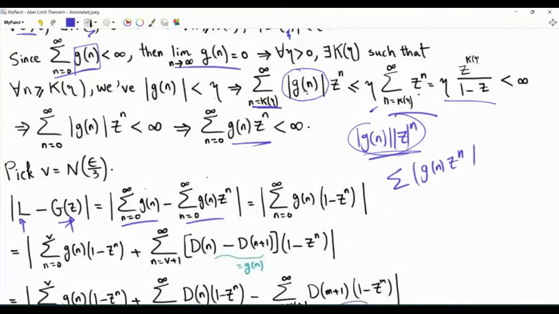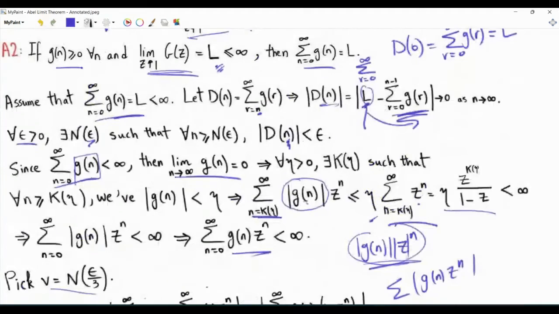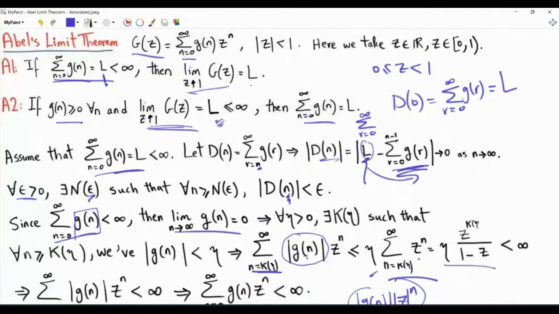Now, we take this summation here and we split it into two sums, one from 0 to v, and the other from v plus 1 to infinity. And v is chosen to be equal to big N of epsilon over 3. So let's remind ourselves what big N is.